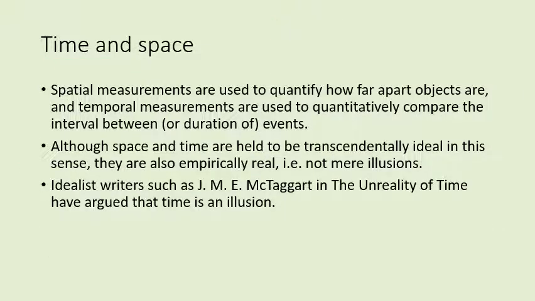Spatial measurements are used to quantify how far apart objects are, and temporal measurements are used to quantitatively compare the interval either between events or between objects. Although space and time are held to be transcendentally ideal in this sense, they are also empirically real, not mere illusions. Idealist writers such as J.M.E. McTaggart in The Unreality of Time have argued that time is an illusion.